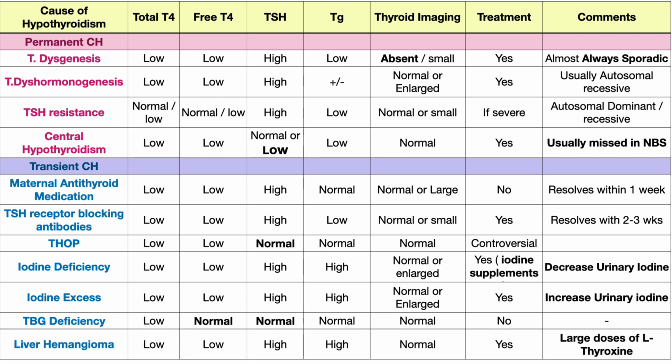Now coming to the last part, that is liver hemangioma. In liver hemangioma, the T4 will be low and the TSH will be high. Since there is active degradation of the thyroid hormone, it requires large doses of levothyroxine.